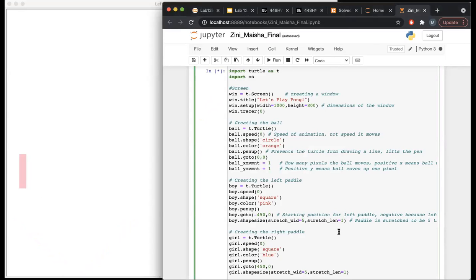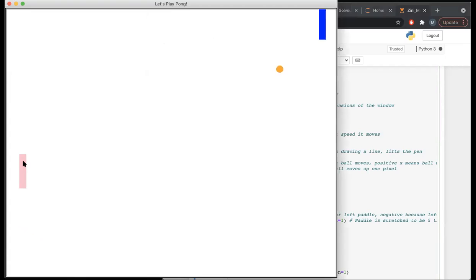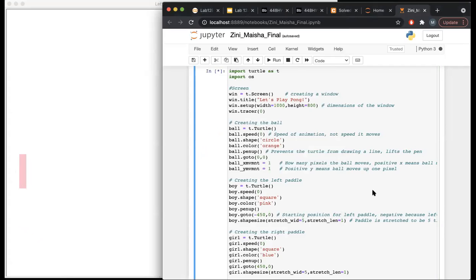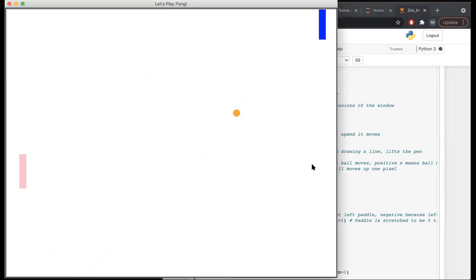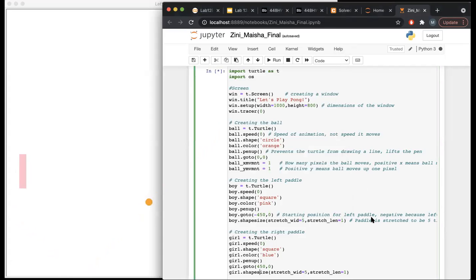And I let its dimensions be switched around. I stretched its width by 5, and I left its length. So the width goes this way, and this is 5 times longer than its length, which is this way. And I did the same thing for the right paddle. I named it girl. I gave it the color blue. And instead of its initial point being negative 450, this time it's 450, because it's on this side. So these are the positives. And I also stretched it in the same way.